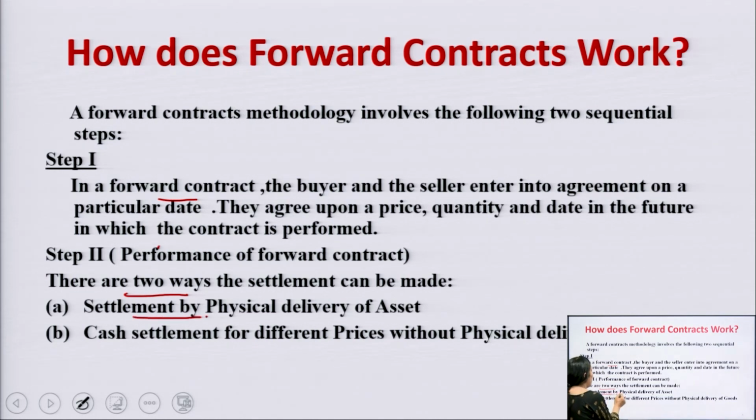One is settlement by the physical delivery of an asset. The second one is cash settlement for the price difference without physical delivery of the goods. If there is a cash settlement, then there is no need for the physical delivery of the good, but if there is a physical delivery of the asset, then cash is missing in that transaction.